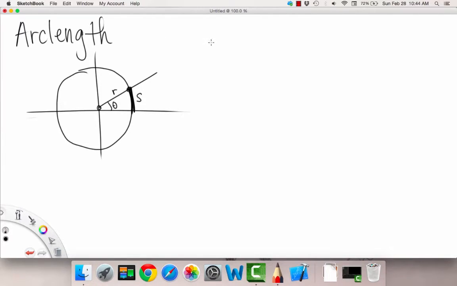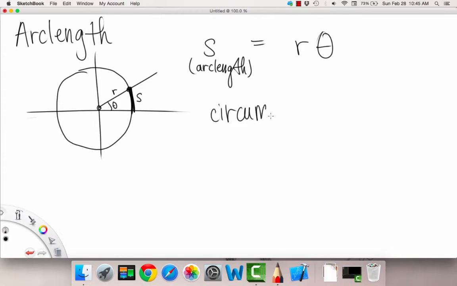So the formula is going to be S, which denotes our arc length, or length of our arc. So arc length is equal to our radius times the angle that we rotate, for any given circle.